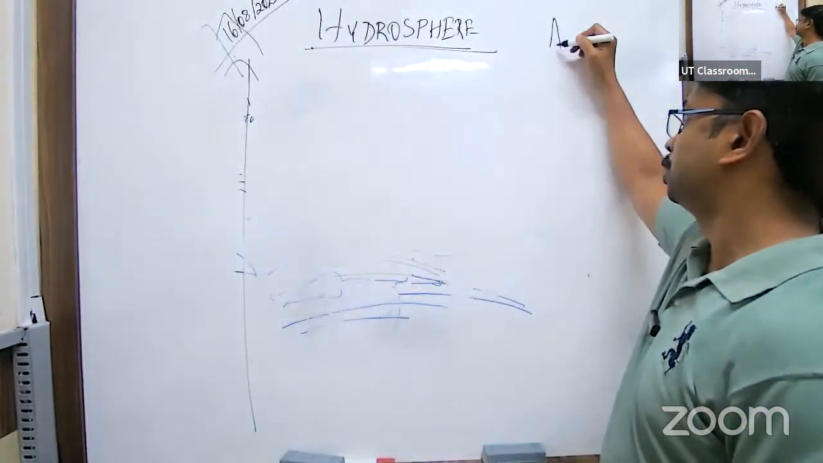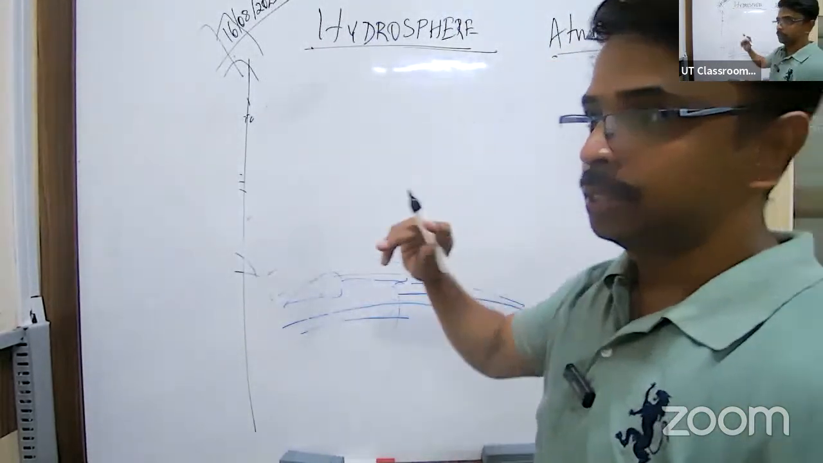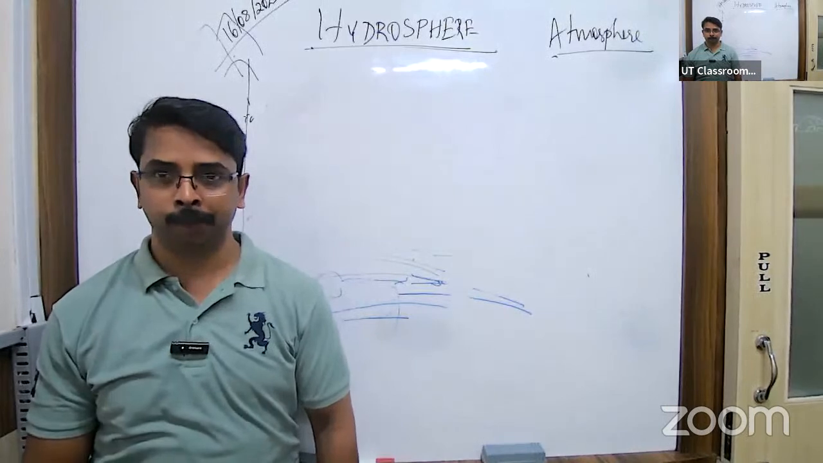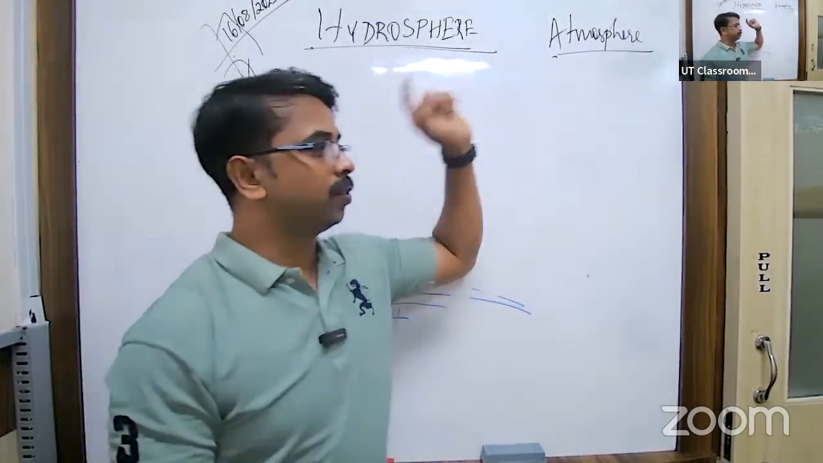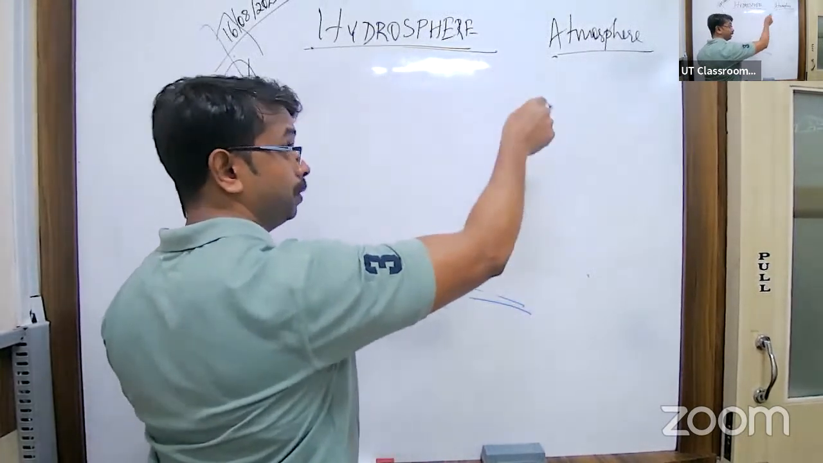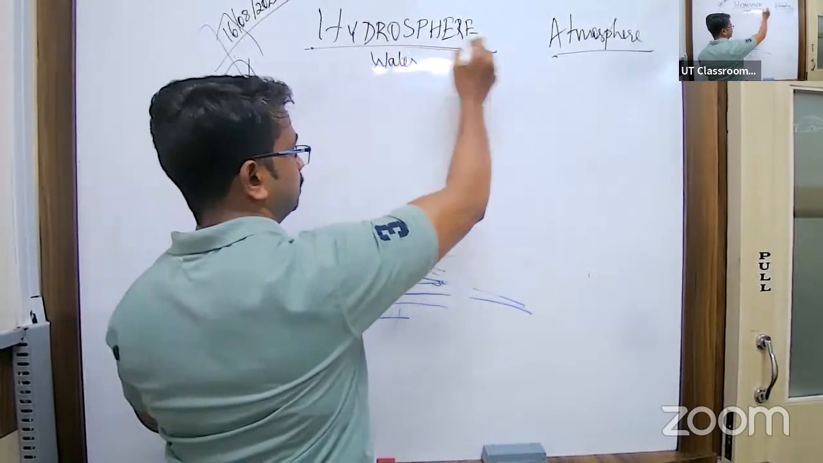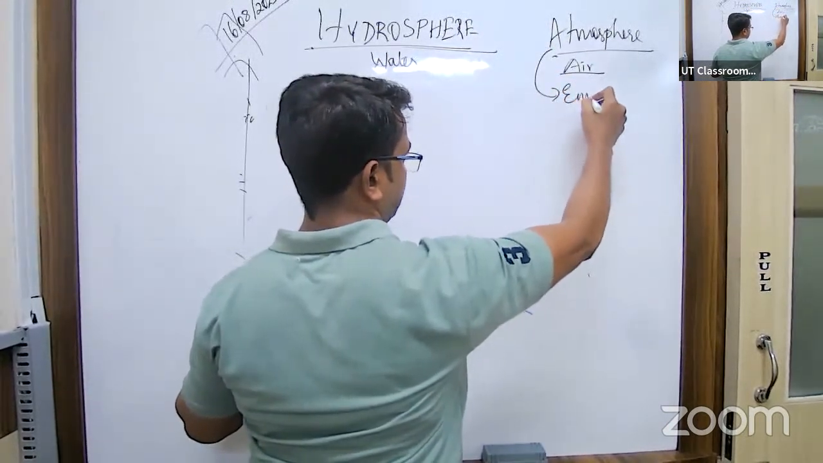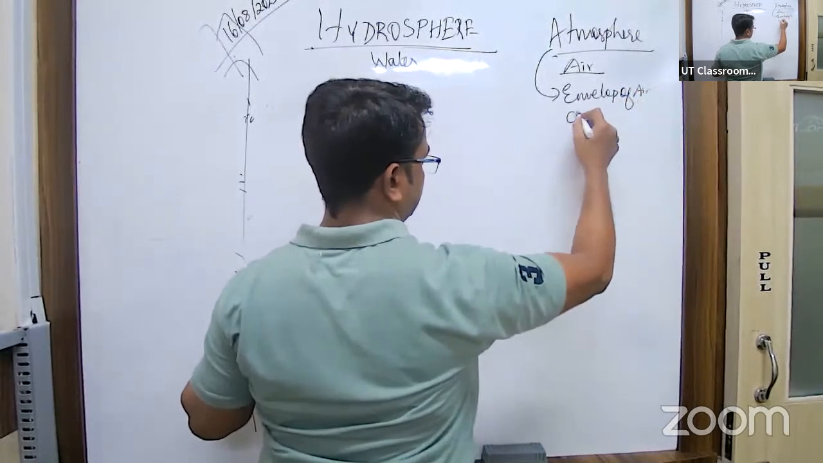The other chapter is atmosphere, but I can't teach the entire chapters together, but at least you can understand the difference. I mean, guess what is the difference between them? Very good. He's saying sphere of water, sphere of air. Is there anything else? Under atmosphere, hydrosphere comes. Okay. This is water and this is air. These are the only two elements. We say this is envelope of air, correct? Envelope of air circling the earth.